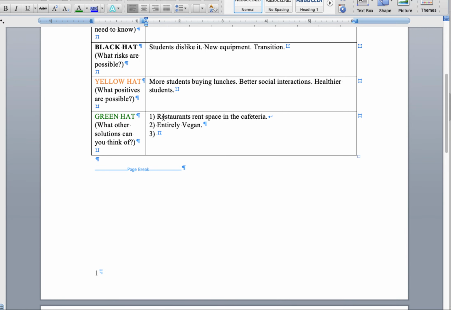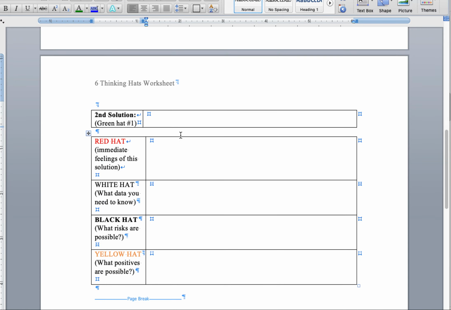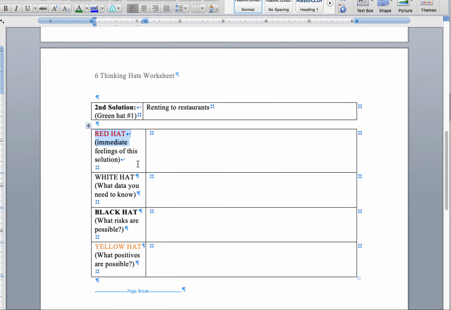So solution 2 was restaurants rent space in the cafeteria. So renting to restaurants. I did not spell it correctly either. There we go. So renting to restaurants. And now immediately, what is the red hat? What is our immediate feelings of this solution? Solution 2. What data do we need to know for solution 2? What are the risks for solution 2? What are the positives of solution 2?